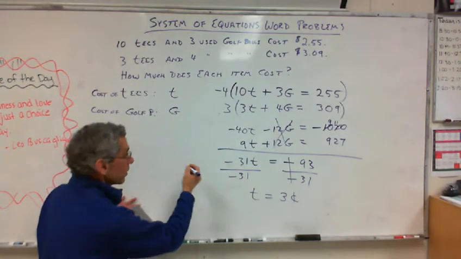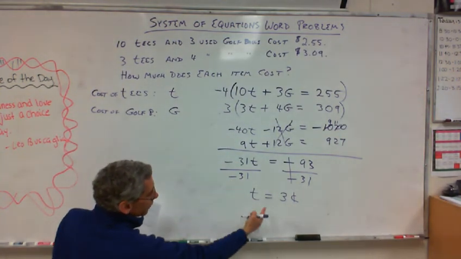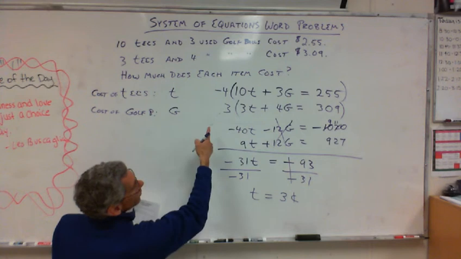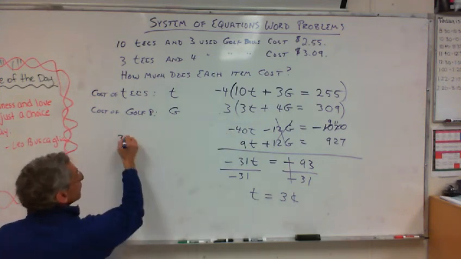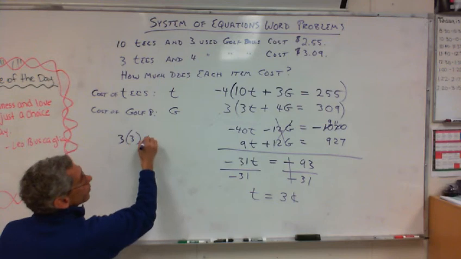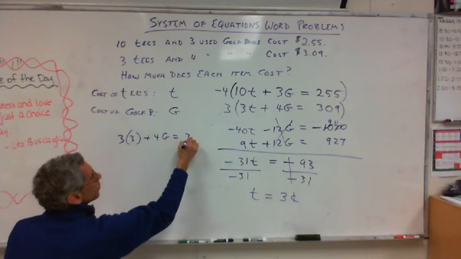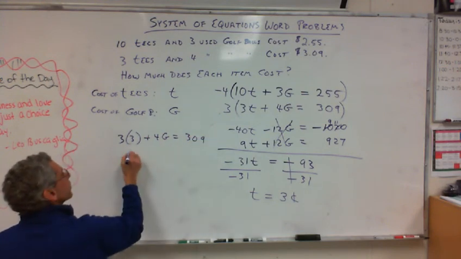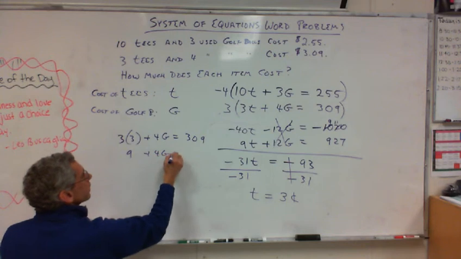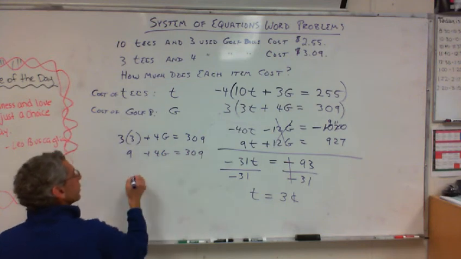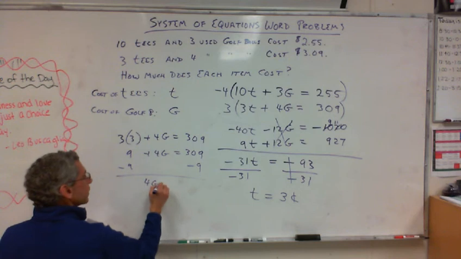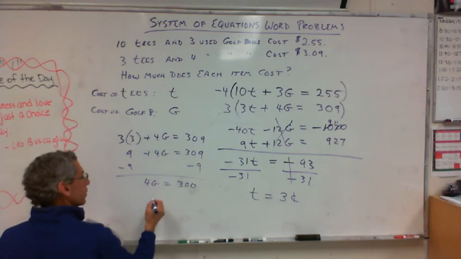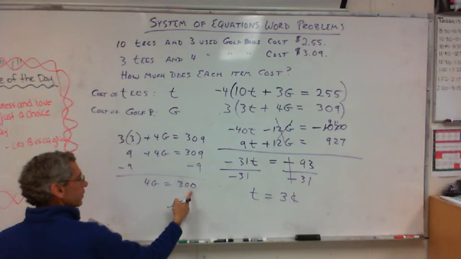So I'm going to just come over here, and I don't know. Let's see. We're talking about t's. I'll just do the bottom one maybe. So 3 times 3 plus 4g is equal to 309. So that's 9 plus 4g is equal to 309. Subtract 9, subtract 9. 4g is equal to 300.